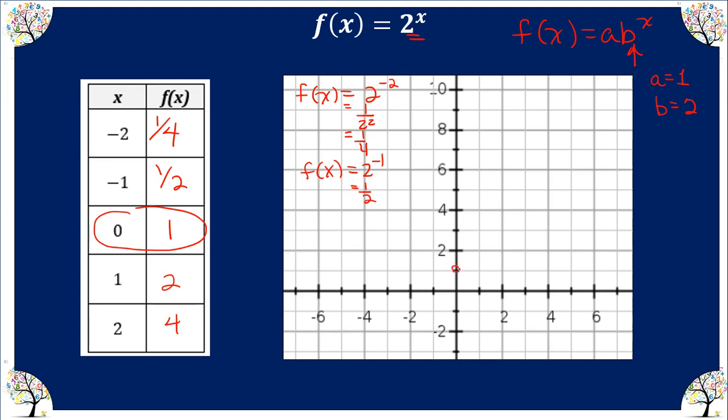0, 1. So we're going to plot 0, 1, and then we have 1, 2, and then we have 2, 4. So this is going up quickly. And then we are decreasing. We're getting smaller and smaller. I'm going to write in my asymptote of y equals 0. And then I have -1, 1/2. And then I have -2, 1/4. And it gets closer and closer to the asymptote. And this side increases exponentially.